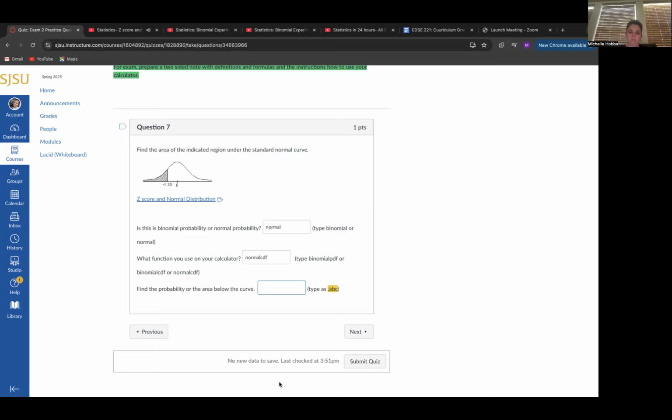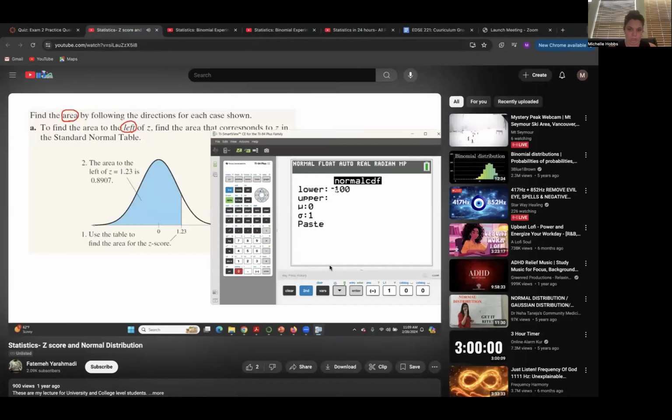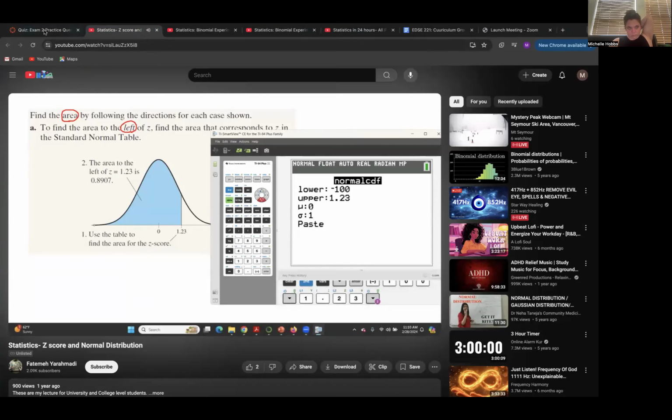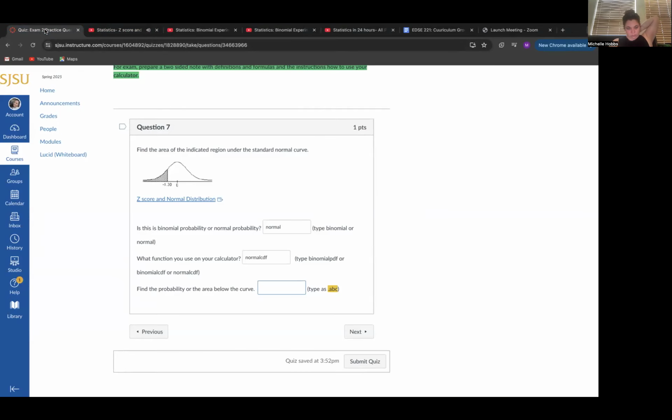Upper limit. Where does it stop? It stops at 1.23 on the right-hand side. So 1.23. And what is the mean? The mean of the standard normal distribution is always 0. What is the standard deviation? The standard deviation or variability is always 1. So if you're working with z, these two numbers are fixed and they stay the same.